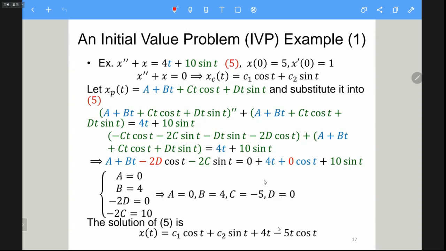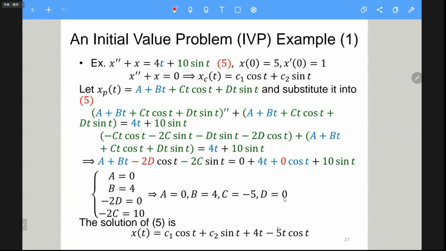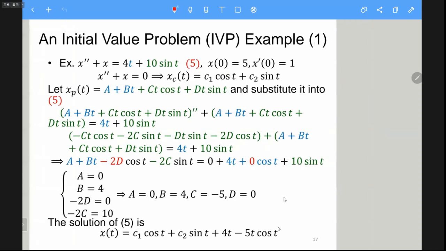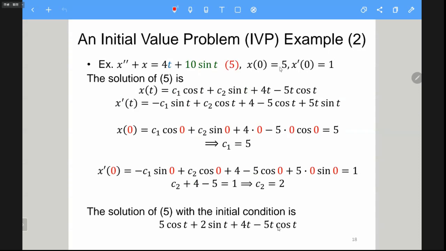This is the solution, with C1, C2 to be the unknown coefficients. So the next step is to determine C1, C2 using the initial value. So this is the complete solution. And then we know x of 0 equals 5, so we can just plug in 0 here. We will get x of 0 to be c1 times cosine 0 plus c2 times sine of 0 plus 4 times 0 minus 5 times 0 cosine 0. So on the left side, we only have c1 because cosine 0 is 1, equals 5.